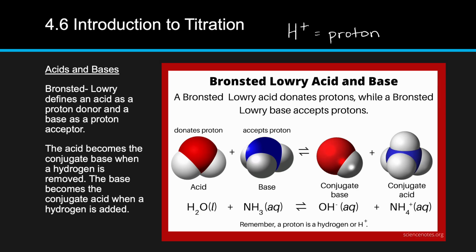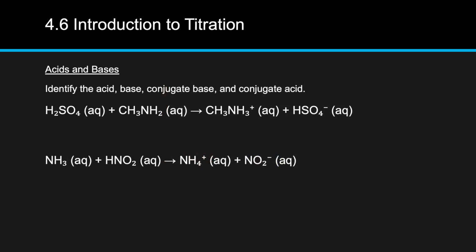This conjugate acid-base relationship is important in titrations because titrations rely on the controlled transfer of protons to determine how much acid or base is present. So let's identify the acid, base, conjugate acid, and conjugate base in each of the following reactions. Remember, your acid is your proton donor and your base is your proton acceptor.